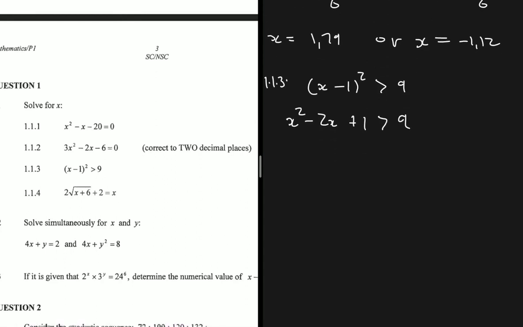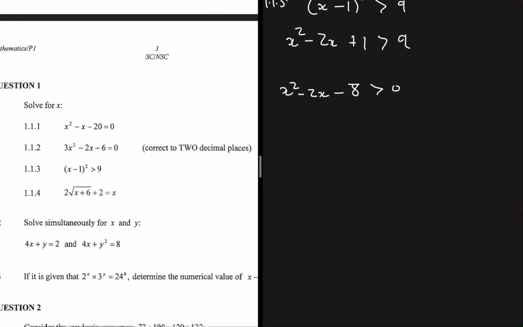And then if we take 9 to the left hand side, we're going to get x squared minus 2x minus 8 is greater than 0, right? And then we can factorize this. Which two numbers can you multiply and get minus 8, and when you add them you get minus 2? That is minus 4 and positive 2.